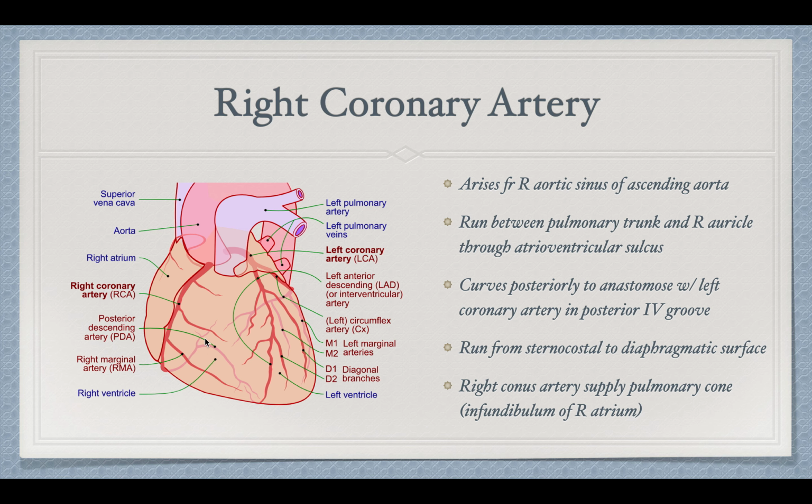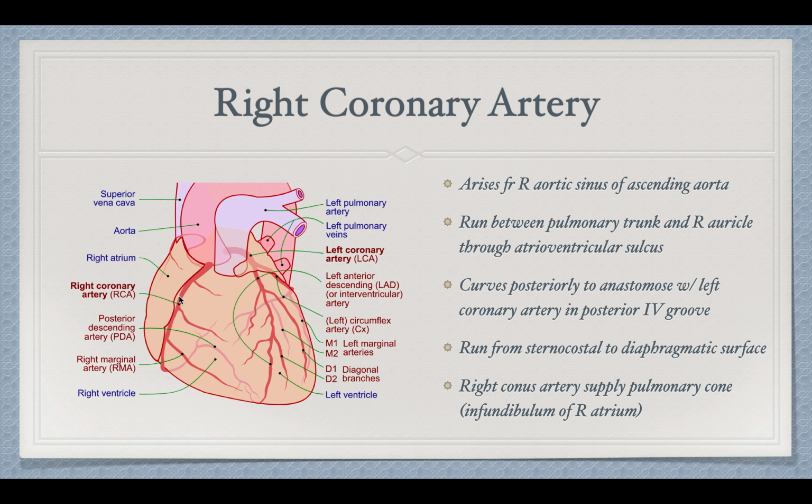It's really important to know the pathways of these right and left coronary arteries, because that's usually where an ischemic attack occurs, because these are the larger arteries. So it runs from the sternocostal surface, so the sternum and ribs in the front, to the diaphragmatic surface. Remember, the heart is resting on the diaphragm in a 3D structure, so posteriorly it's going to be lying kind of horizontal. And then there is a branch called the right conus artery, and that supplies the pulmonary cone, also known as the infundibulum of the right atrium.